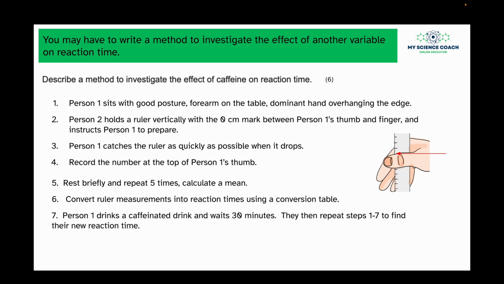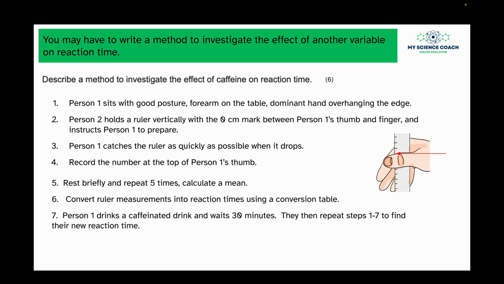Now, this bit is where it gets a bit different, because we're now investigating caffeine. If you're investigating dominant hand, you would switch it here. If you're investigating age, you would switch it here. We're investigating caffeine. So what we do is we give person 1, the same person who's just done all of the other measurements, a drink of caffeine, all right? You don't need to specify what it is. And you want to wait 30 minutes.